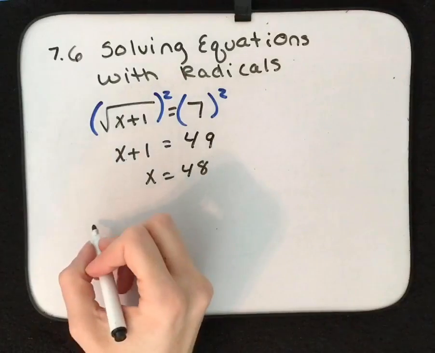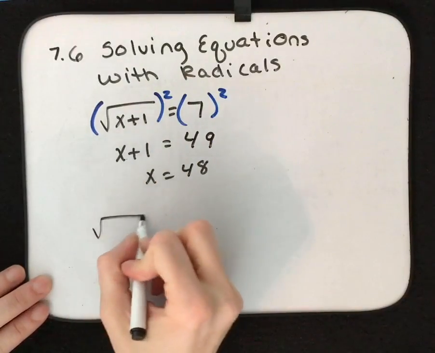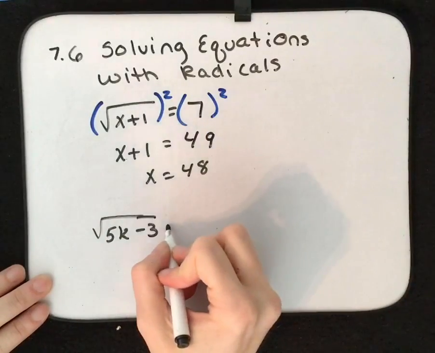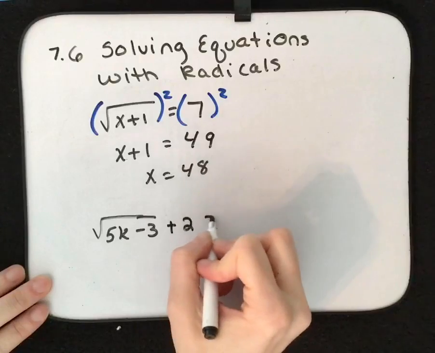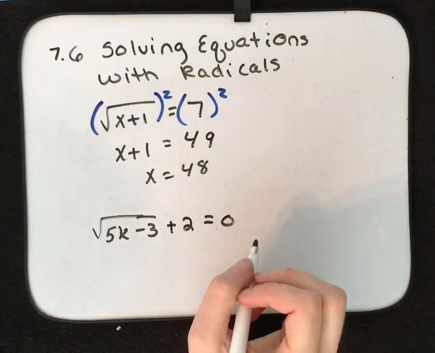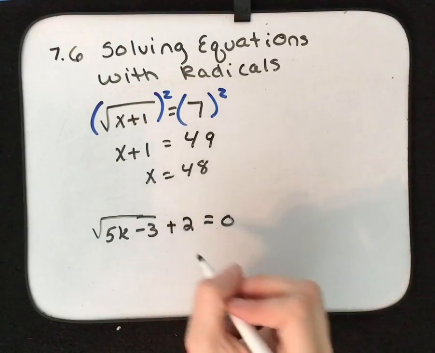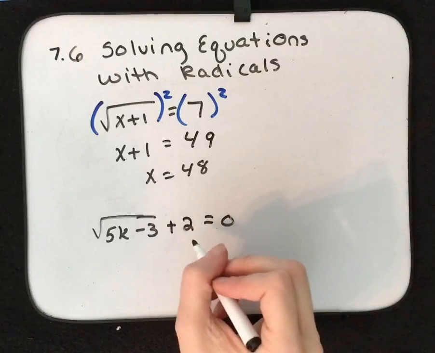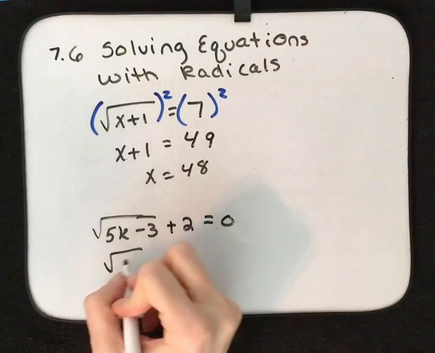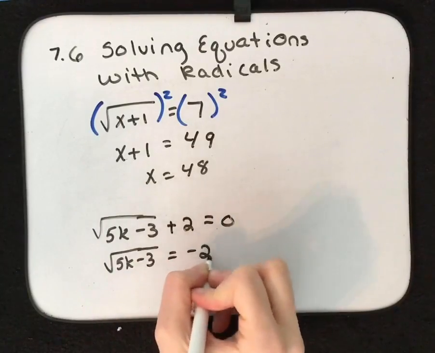Let's try again. Say we have the square root of 5k minus 3 plus 2 equaling 0. Well, now we need to get this piece by itself so that when we square, we don't have this piece. Because be careful, I'll show you what happens with that later. So let's move our 2 over. So then we get the square root of 5k minus 3 equaling negative 2.